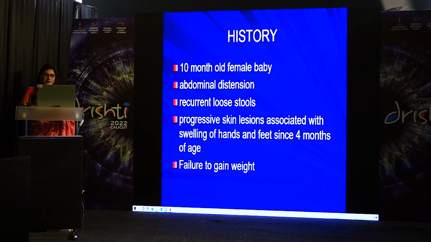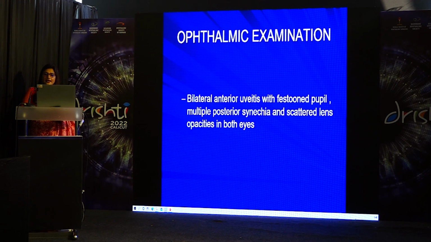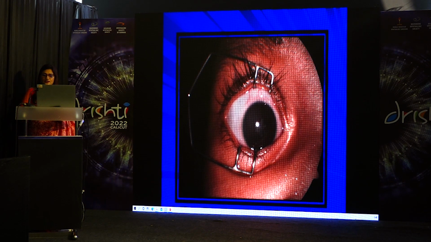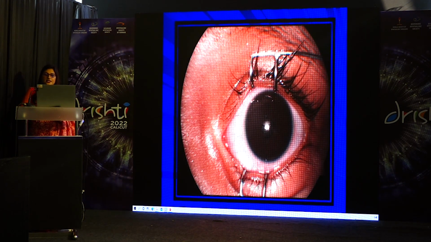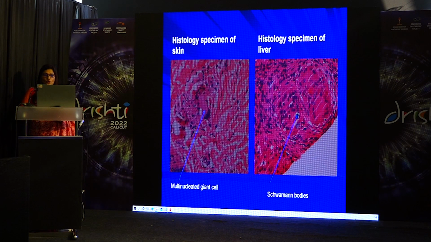A 10-month-old female baby presented with abdominal distension, recurrent loose stools, progressive skin lesions, and failure to gain weight. The general examination showed pallor, edema over hands and feet, depigmented hair, hypopigmented scaly lesions, oral candidiasis, and this was the ophthalmic examination picture. Bilateral anterior uveitis, festooned pupil, multiple posterior synechia, and scattered lens opacities in both eyes. Investigation showed anemia, skin biopsy showed some ill-formed granulomas with Langerhans giant cells with no caseation. Liver biopsy showed granulomatous inflammation with Schaumann bodies.